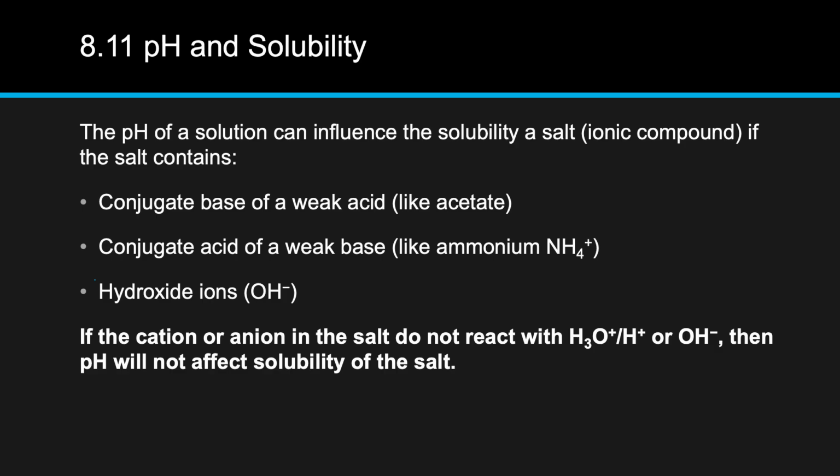So pH will only influence the solubility of a salt if one of its ions can react with hydronium or H plus or OH minus. This happens when the salt contains a conjugate base of a weak acid like acetate, a conjugate acid of a weak base like ammonium, or hydroxide ions. In these situations, adding acid or base will remove one of the ions from solution and shift equilibrium, therefore changing solubility. But if neither the cation nor the anion reacts with H plus or OH minus, then nothing is removed, no shift occurs, and the solubility is going to stay the same.